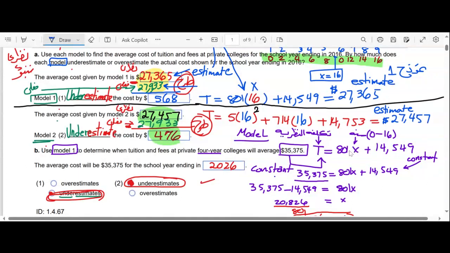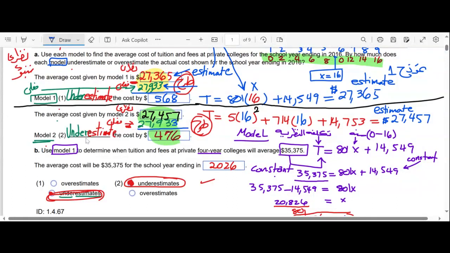27,457. Okay. Now, what is the real one? How much is the real one? 33, correct. So this is the real one. So you subtract the real from the estimate, what are you going to get? What's the difference?